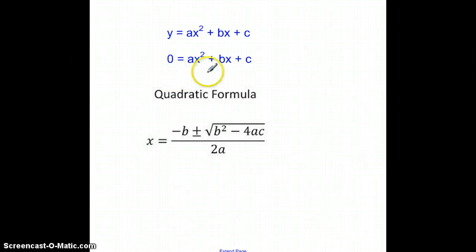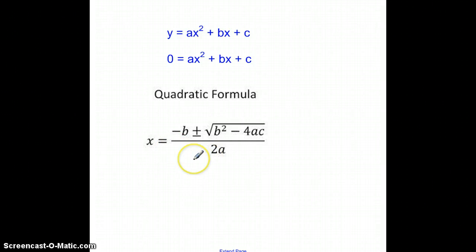So y is 0. And if, per se, we could not factor this, we can always put it into the quadratic formula. Even if we could factor, we could use the quadratic formula. However, usually we would not do that because it's a little bit more lengthy. So this is our formula: negative b plus or minus the square root of b squared minus 4ac, all over 2a.